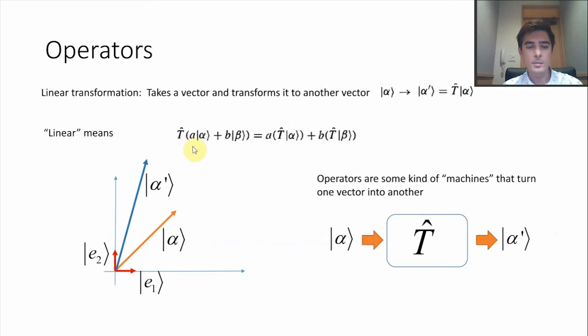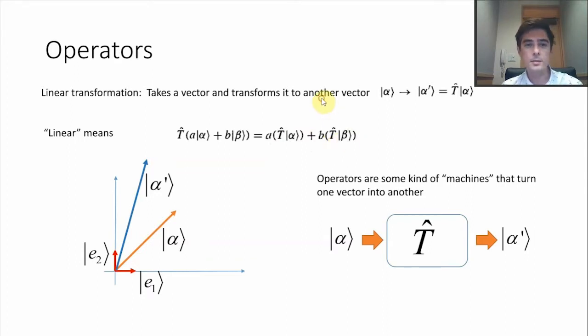What that basically means is that if you have a vector which is a sum of two vectors, and you operate on that sum, then it's the same thing as adding the results of the two operated vectors individually. So that's just a reminder of what we were doing last week.